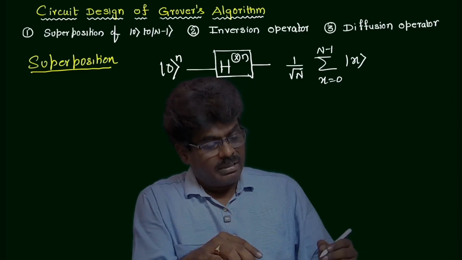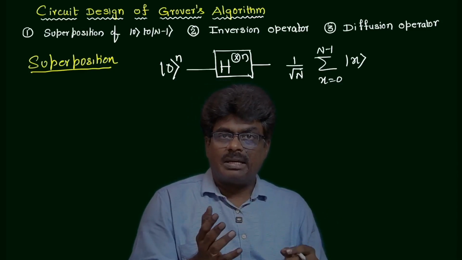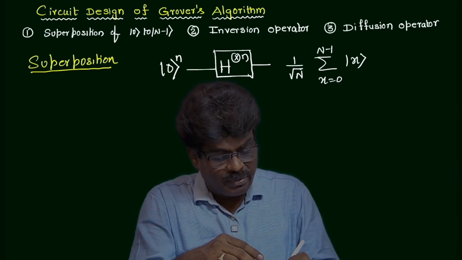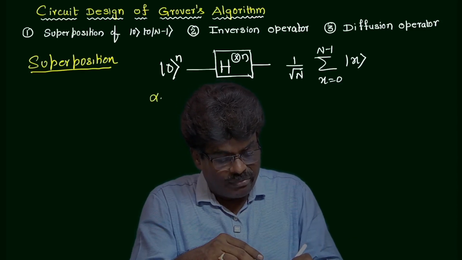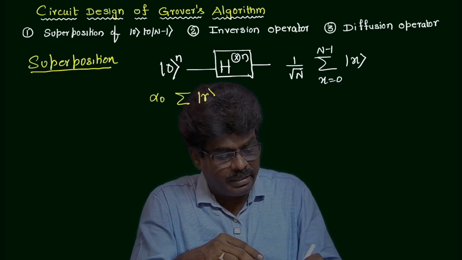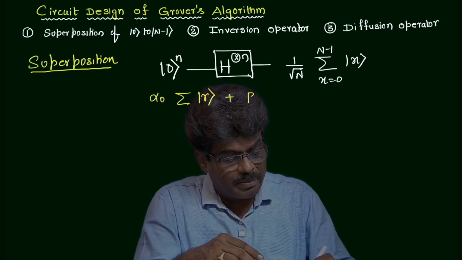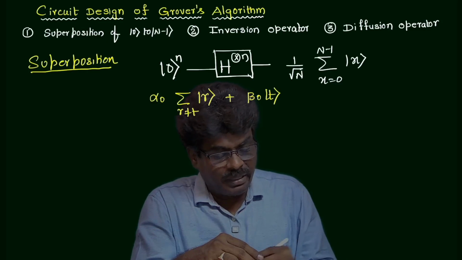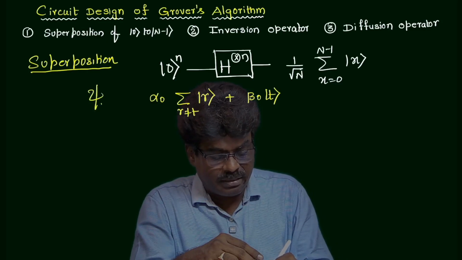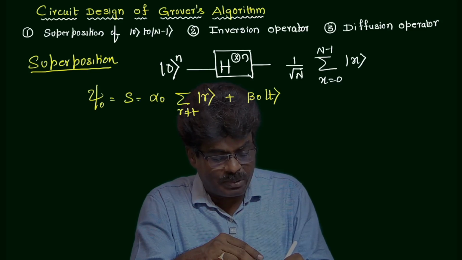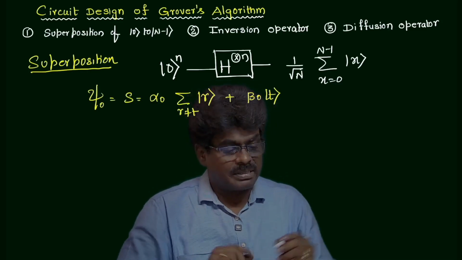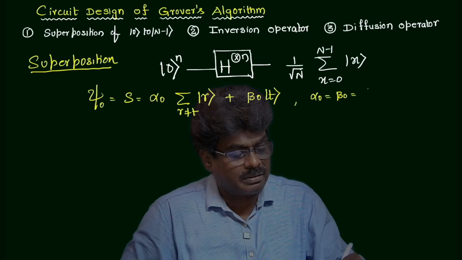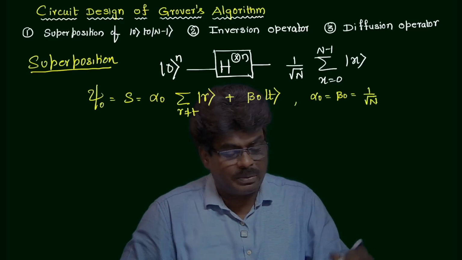Okay, fine. And this we will split into target state and remaining states. I hope you know this also. So here we can write this as alpha naught summation of remaining states, and here beta naught into target. So here r is not equal to t, and we are taking this as the initial state psi naught, which is a superposition state. Okay, that's it, where alpha naught and beta naught equal to 1 over root n.